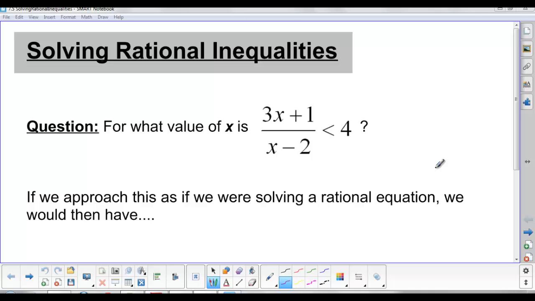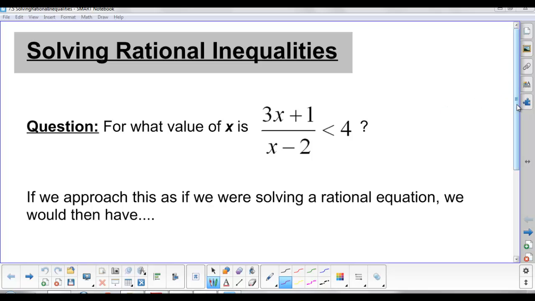Hey guys, and welcome to lesson 7.5, solving rational inequalities. So last lesson we dealt with solving rational equations, and basically the difference between the two is in the process of which we solve these things. Let's take this inequality right here: (3x + 1)/(x - 2) < 4.